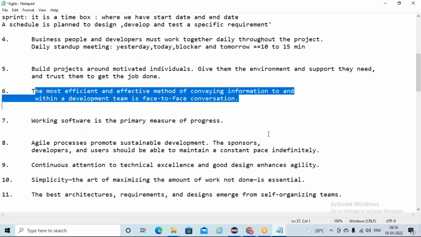Next, who will read? Come on, I have seen only one or two people, three people. Next.